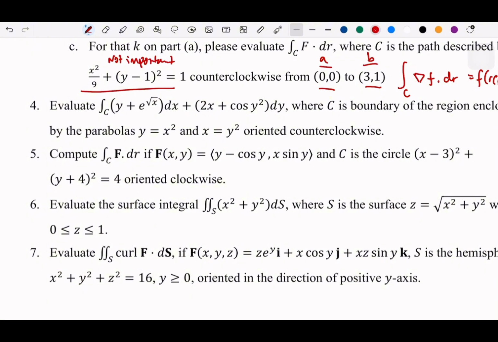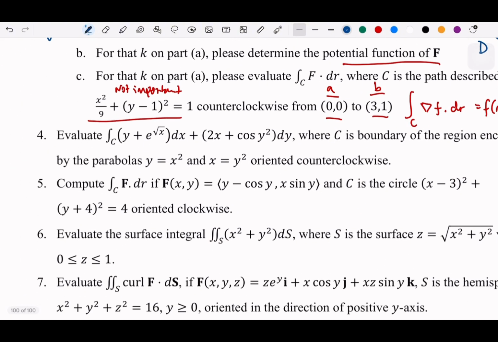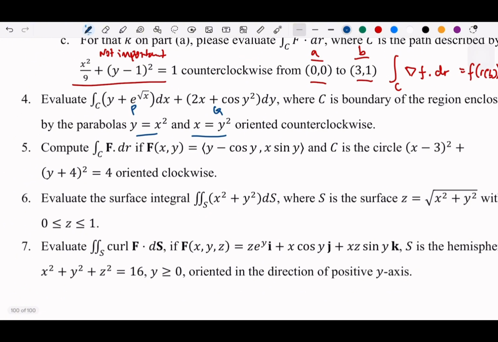Number four is the Green theorem. Again, using the statement here, taking this P, Q, and then you have the region described on the parabola. So as long as you can compute this parabola, the region, then you can take the double integral for D. Okay, D is described by this parabola.